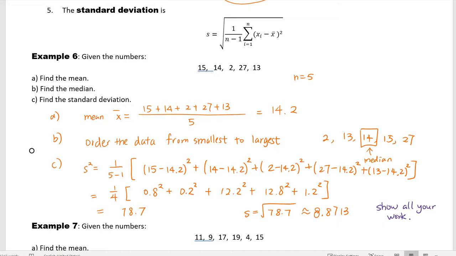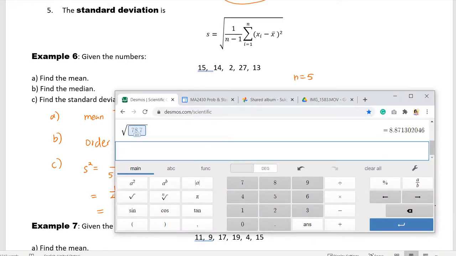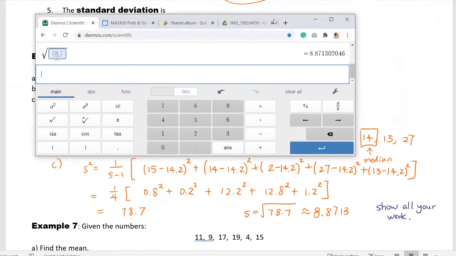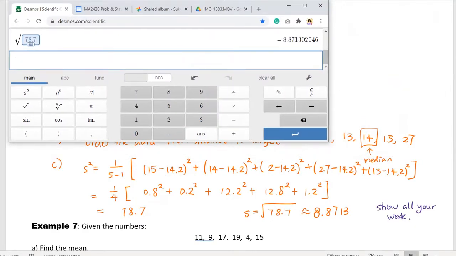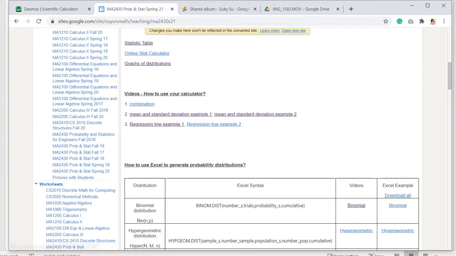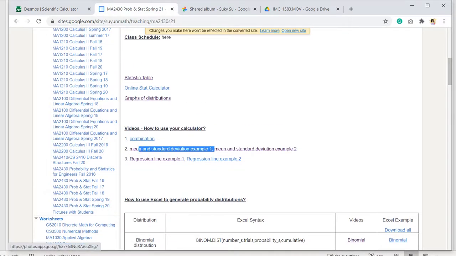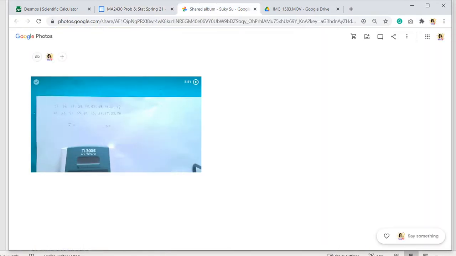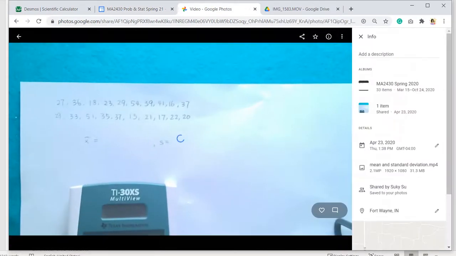So take out your calculator. Every student might have a different calculator, so here I'm going to show you two videos of two types of calculator. If you go to our course website, do you see these videos, how to use your calculator? And here, mean and standard deviation example 1, mean and standard deviation example 2. When you click example 1, you see this video. So let's check it out together.